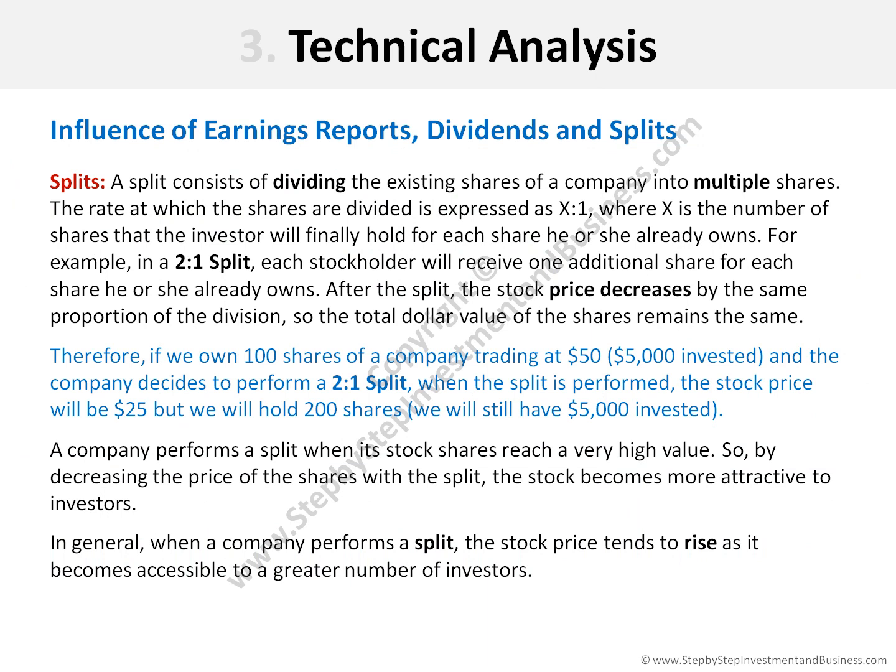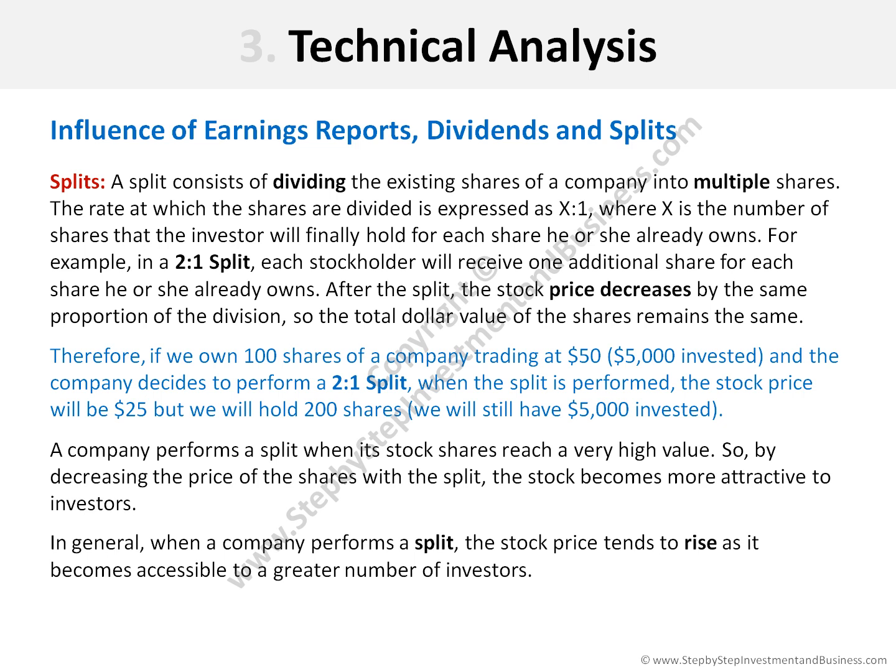A split consists of dividing the existing shares of a company into multiple shares. The rate at which the shares are divided is expressed as X for 1, where X is the number of shares that the investor will finally hold for each share he or she already owns. For example, in a 2-for-1 split, each stockholder will receive 1 additional share for each share he or she already owns. After the split, the stock price decreases by the same proportion of the division, so the total dollar value of the shares remains the same.